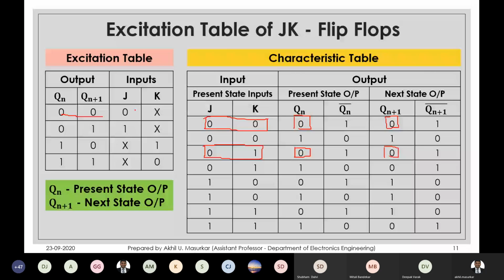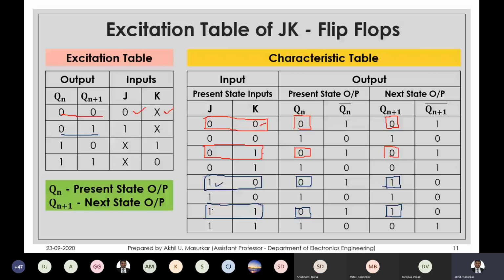Next one is Qn and Qn plus 1 is 0 1. What if they are 0 1? So let's identify that. 0 1 is here, and here also 0 1. So for these two conditions, let us see what is J and K. JK is 1 0 and 1 1, which means again J is 1 always, and K can take any value, that is 0 and 1. That is why again it's going to be a don't care.